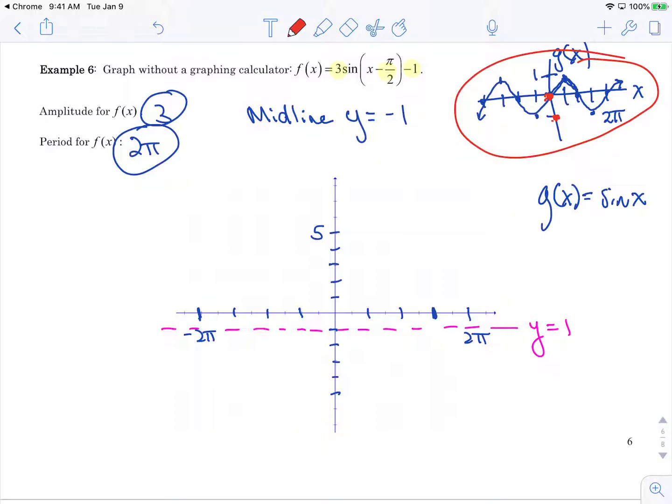And then it looks like this tells me I need to go right pi over 2 units. So that means I went from here down, and then I want to go right. It looks like I'd end up right here. It doesn't matter where you start, but I'm going to start my period here at 0, 0. So my very first point originally was here. I shifted it down a unit, so it's on my midline, but then I have to shift it right pi over 2. So this is my very first point.